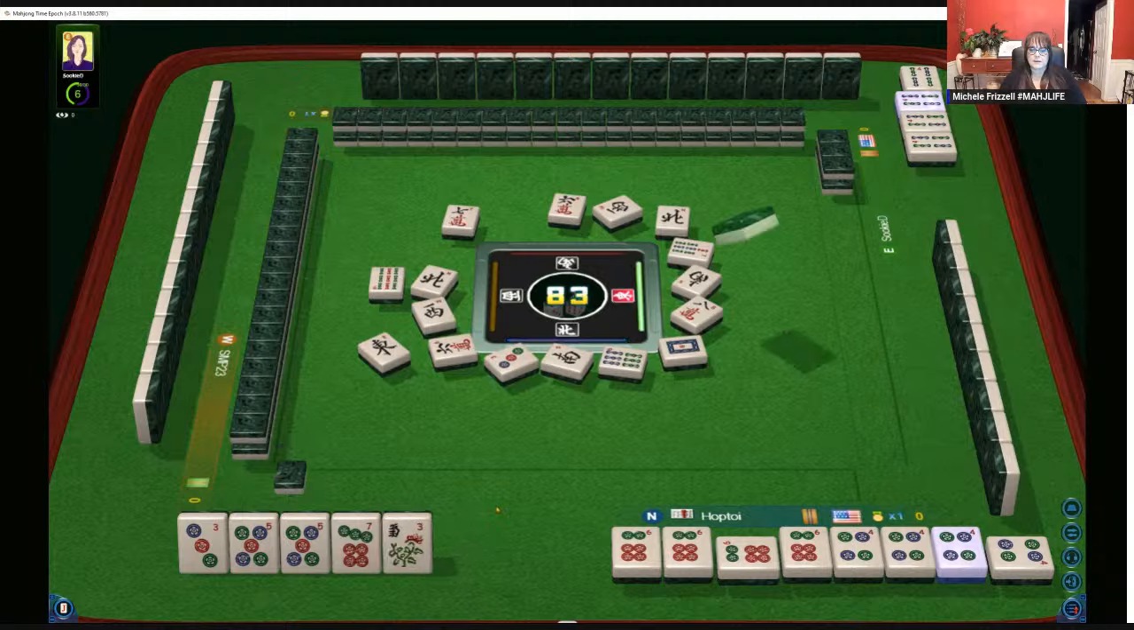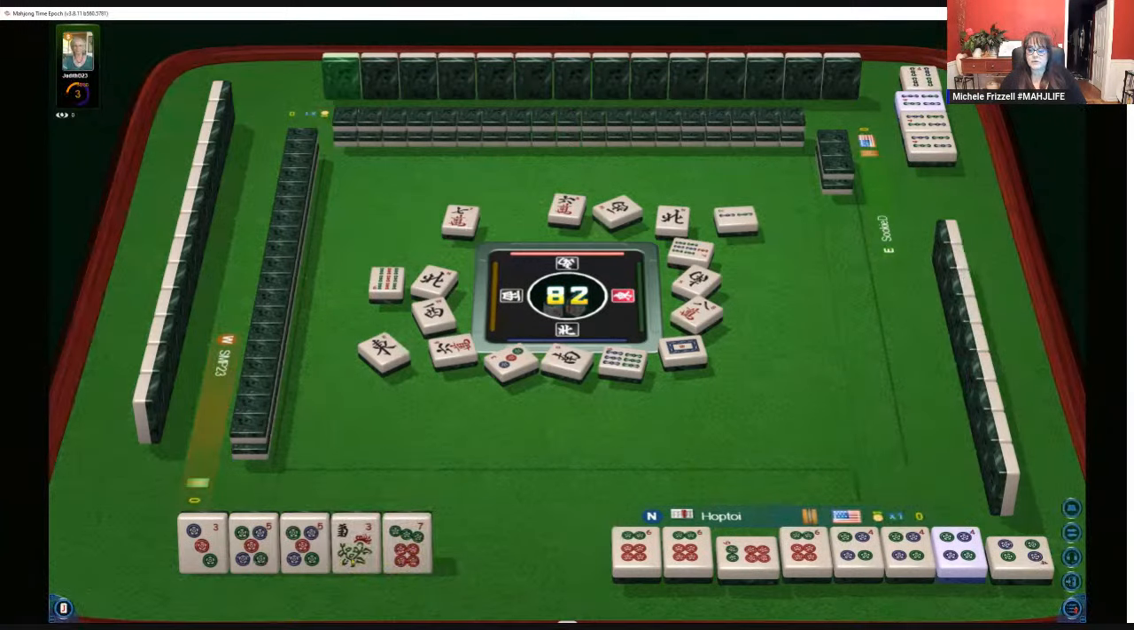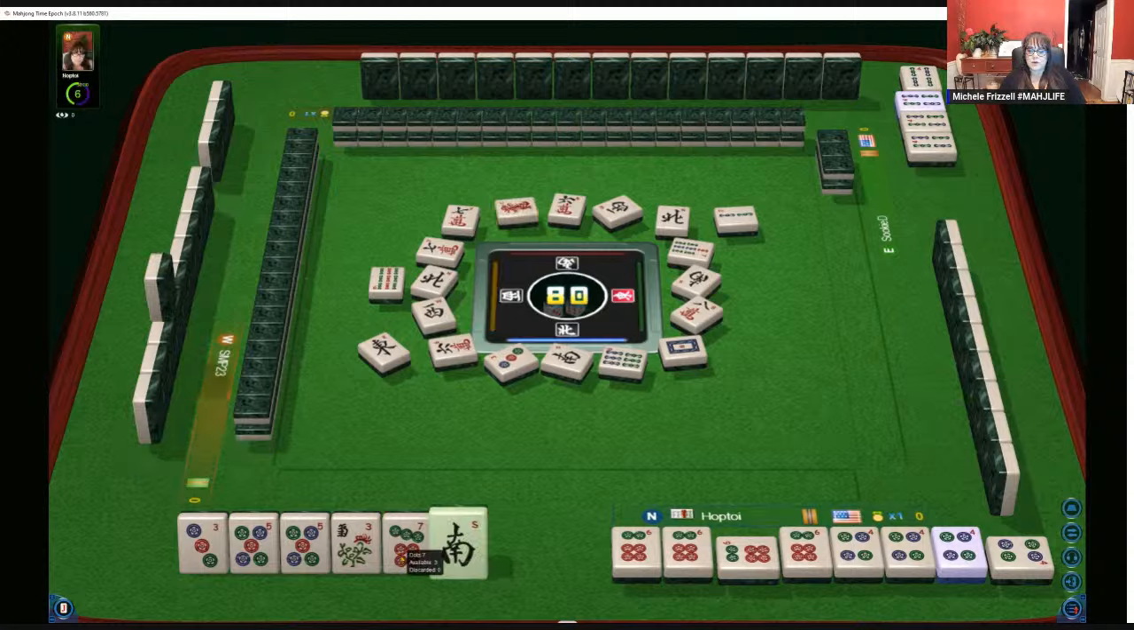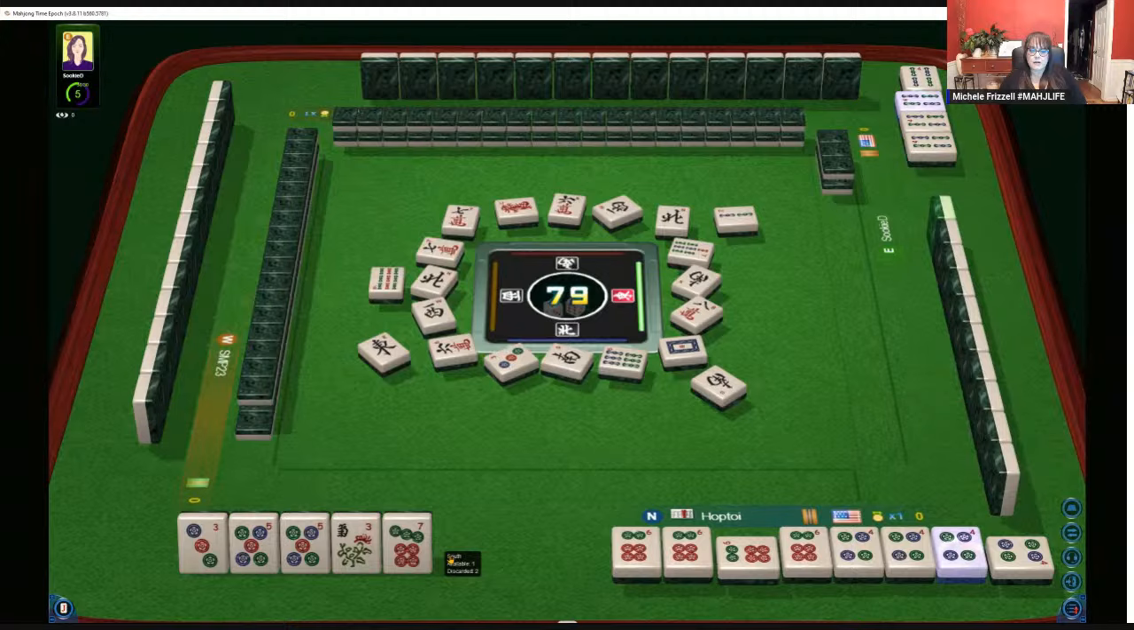Nine bamboos. All right. Now, with two exposures, they're going to be able to figure out what we're doing. We're actually close to 4, 5, 6 kongs. Let's just wait and see if we get a five. Red, but we could do 3, 4, 5, 6. South wind. Our weakness right now is the flower and the five. White dragon. With 3, 4, 5, 6, pong, kong, pong, kong, we only have one weakness, the three dot.